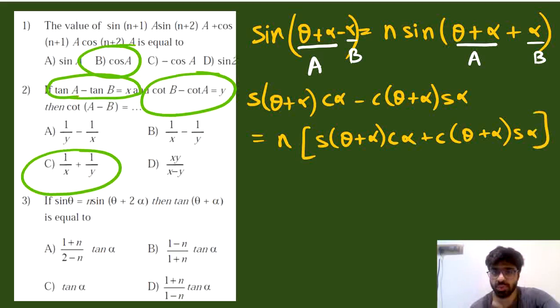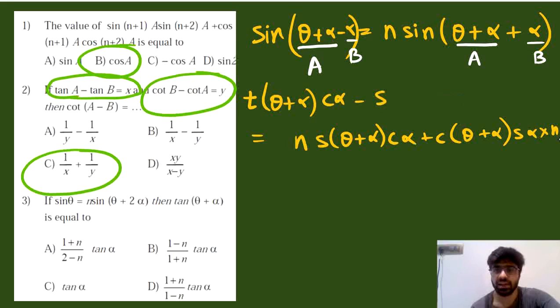On the right hand side just open up the brackets, so you have an n term with this, and an n term coming with this as well. We can divide both the sides of this equation with cos of theta plus alpha. When we do that, the first term here will become sin of theta plus alpha upon cos of theta plus alpha, which is tan of theta plus alpha. The cos of theta plus alpha here gets cancelled, and the second term left with us is simply sin alpha.